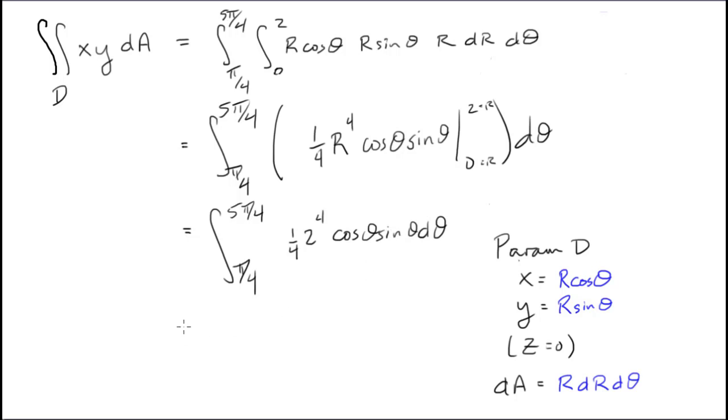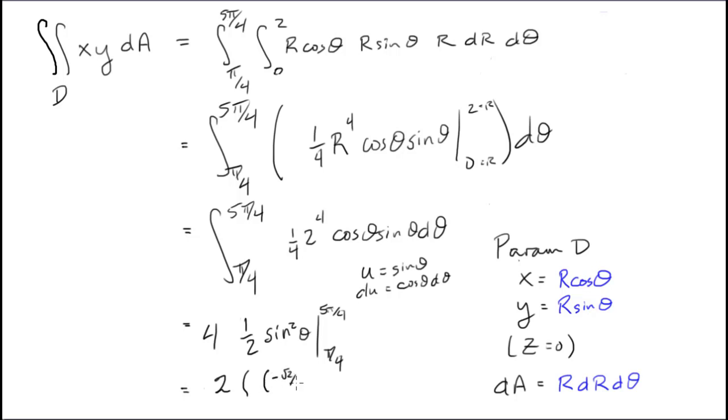Just for completeness' sake, let's go ahead and integrate it. u is sine, du is cosine, so it's u squared over 2. 2 to the 4th over 4 is 4. 1/2 u squared, 1/2 sine squared. Sine 5 pi over 4 squared is root 2 over 2, and sine pi over 4 is root 2 over 2. Everything's squared, so they're both positive, and they cancel. So our volume is 0. x times y was positive as many times as it was negative. 0 net volume.